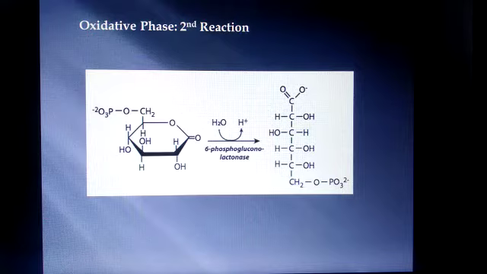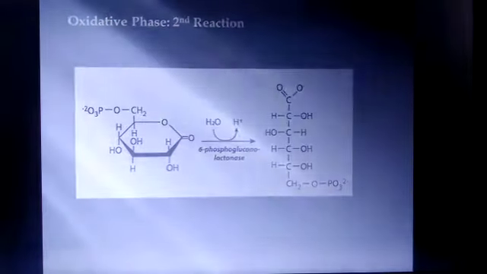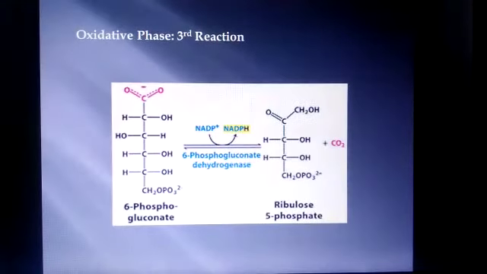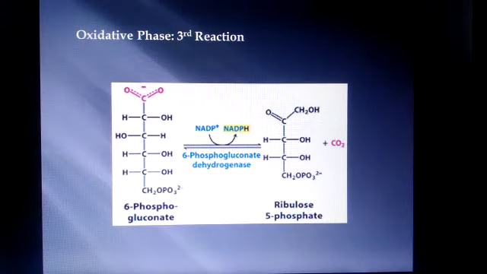Here the enzyme is 6-phosphogluconolactonase. In the next step, 6-phosphogluconate undergoes oxidation and decarboxylation by 6-phosphogluconate dehydrogenase to form ribulose 5-phosphate and NADPH. 6-phosphogluconate dehydrogenase is a magnesium dependent enzyme.